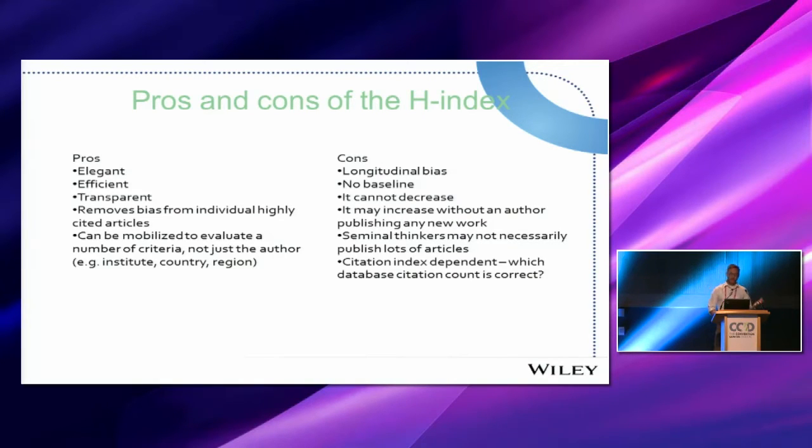Seminal thinkers, as we've talked about, may not publish a lot, and it's citation index dependent. If you're counting your H-index in Scopus, it's going to be very different than if you're measuring the same in Web of Science. So you need to be sure that you are comparing your H-index within the same databases.